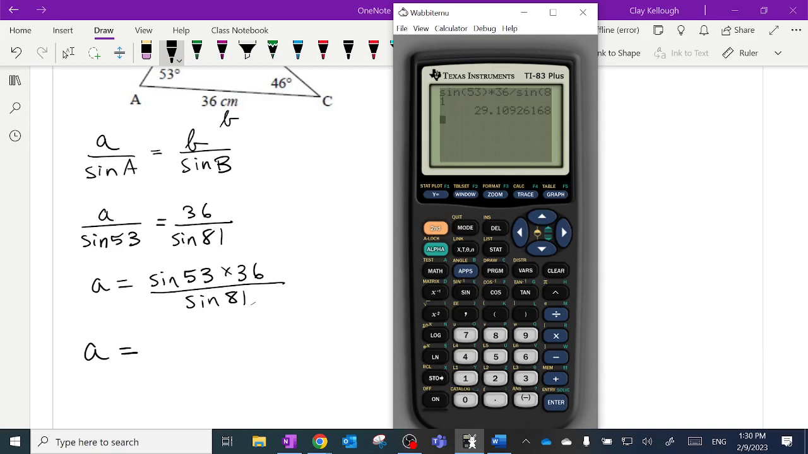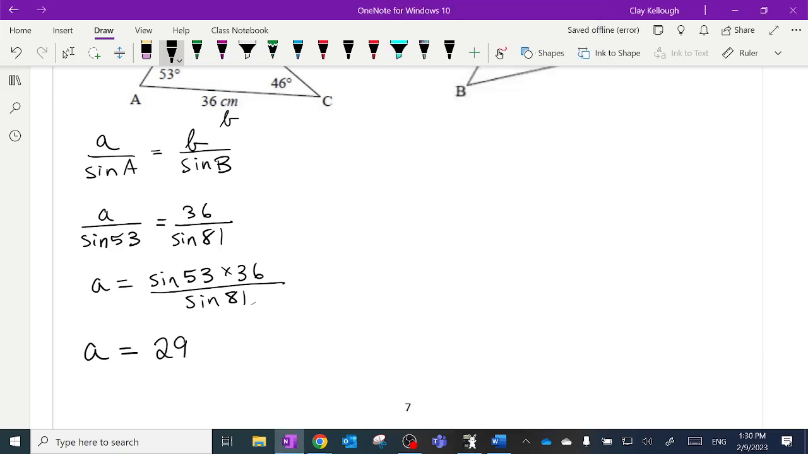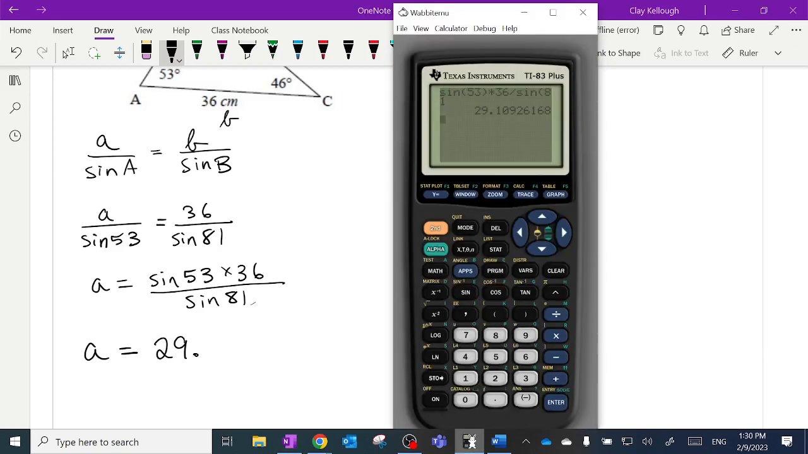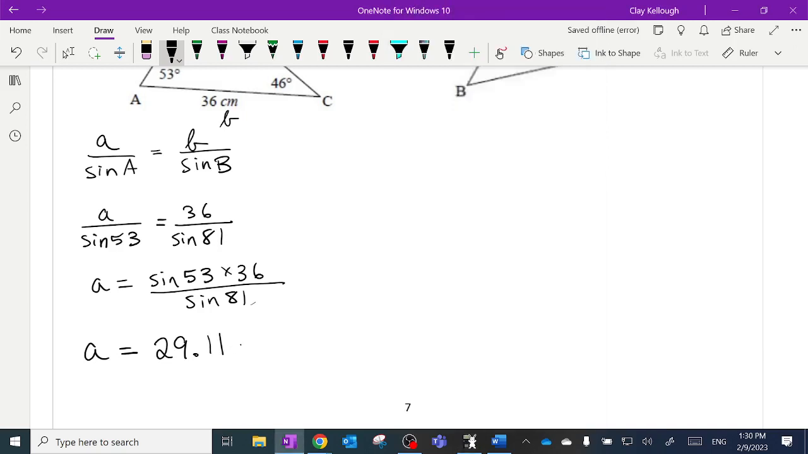And we are looking at 29.11 centimeters. No, it's not degrees, right? This is not an angle, it's a side. 29, I made that mistake last time. Oops, what was the number again? 29.11 centimeters.